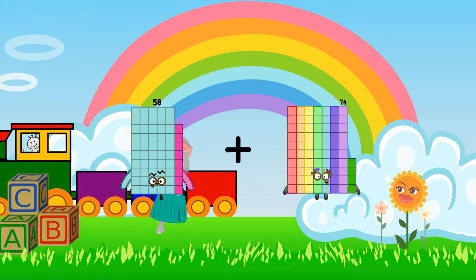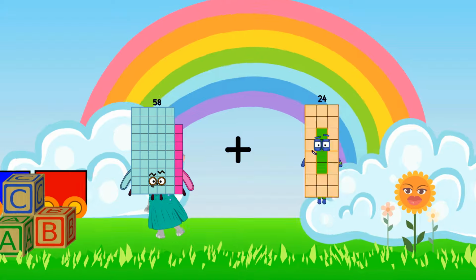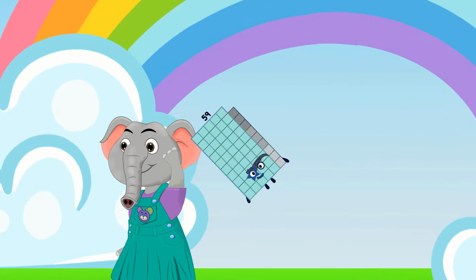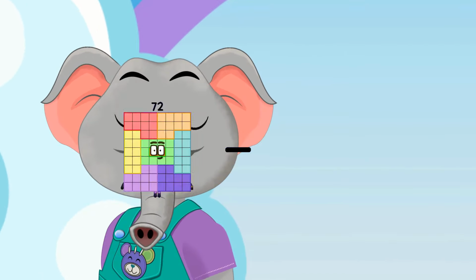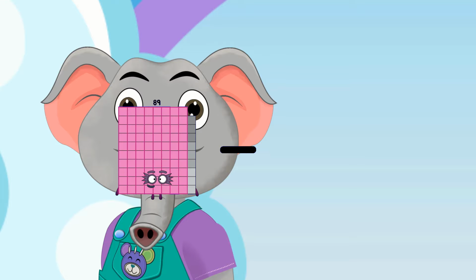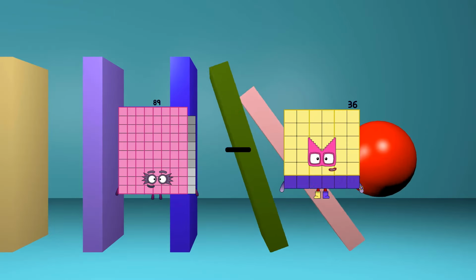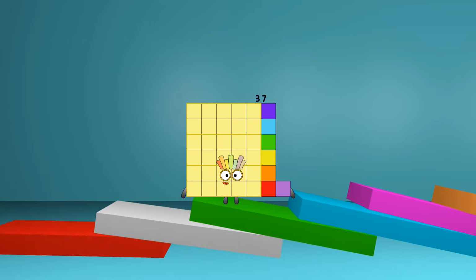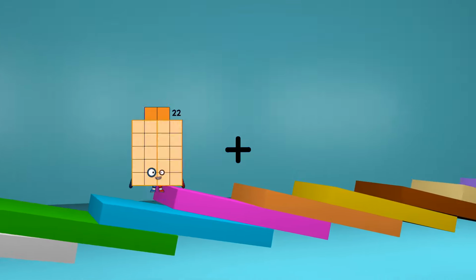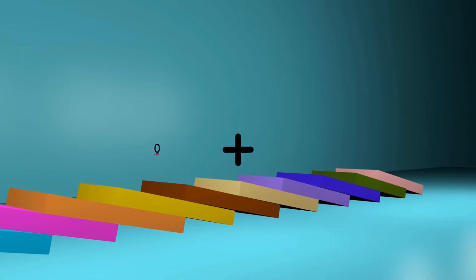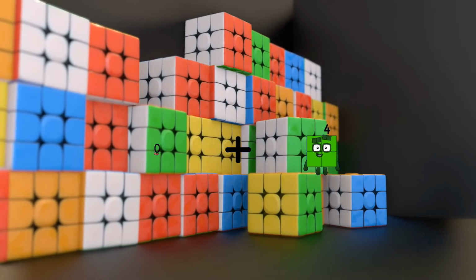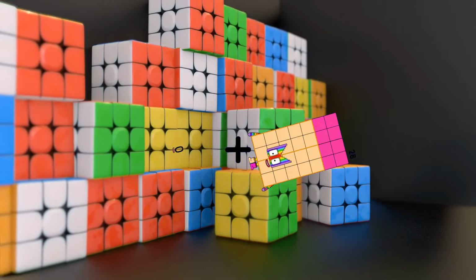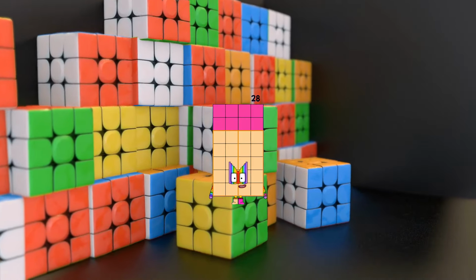58 plus 1 equals 59. 89 minus 52 equals 37. 0 plus 28 equals 28.